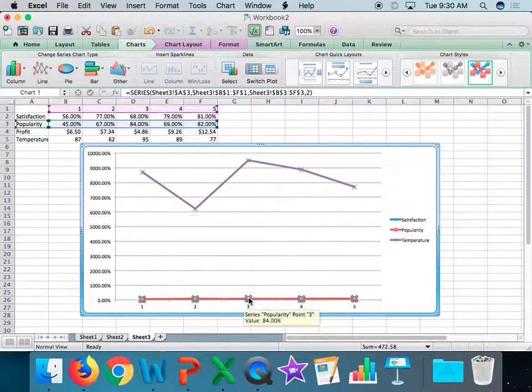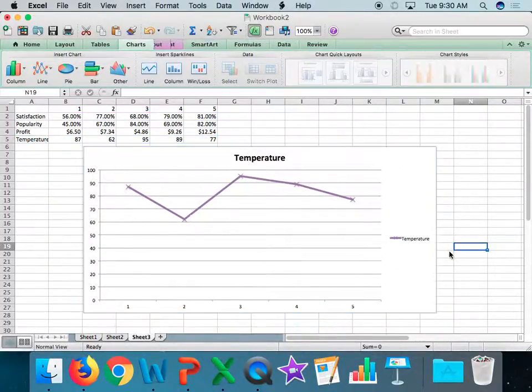Click on the line, hit delete. Another way to do it. Okay, so I like showing you different ways to do things. That's another way to get rid of different data that you do not want.